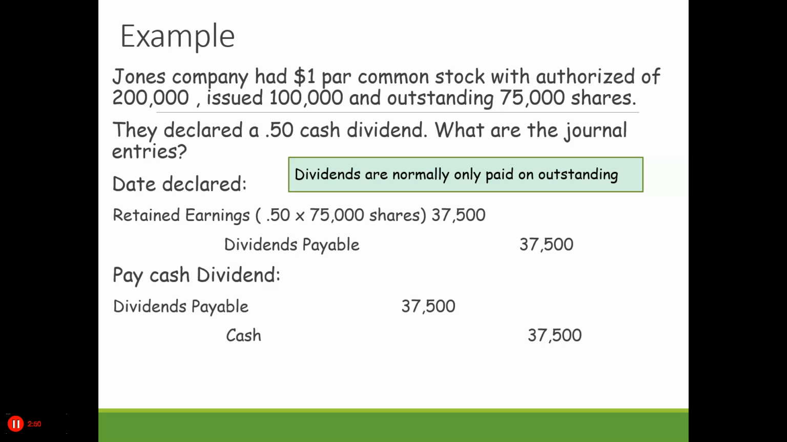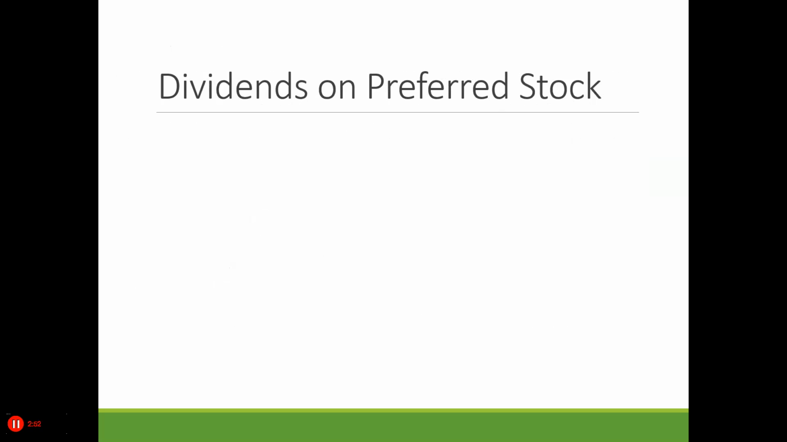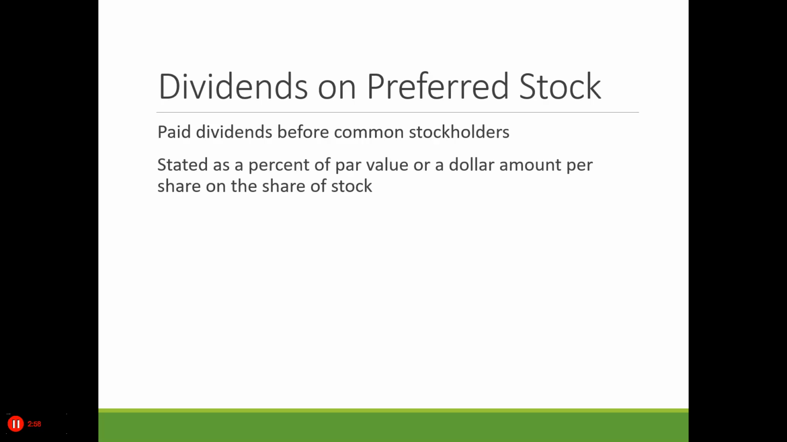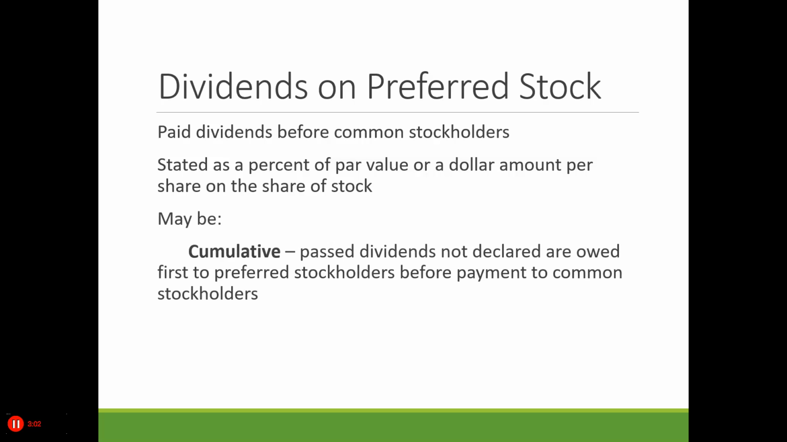Now let's take a look at preferred stock. Preferred stockholders are paid dividends before common stockholders. It's stated as a percentage or a dollar amount on the stock. It may be cumulative, which means that they have to pay every year. If they don't, when they finally do pay a dividend, they're going to have to catch up for all the years they haven't paid. Non-cumulative means they don't have to do that. They only have to pay the current year.